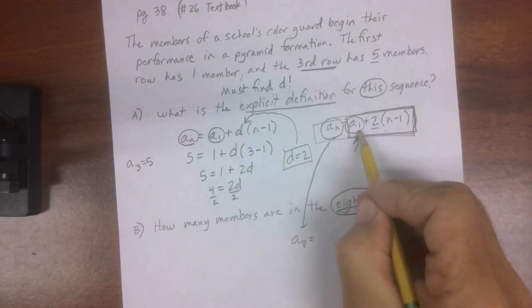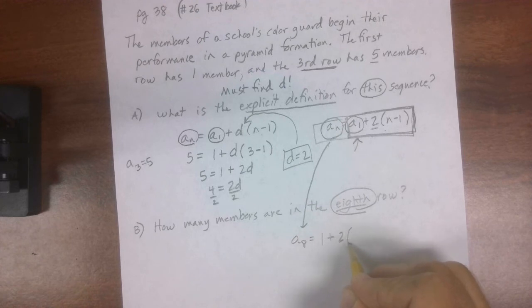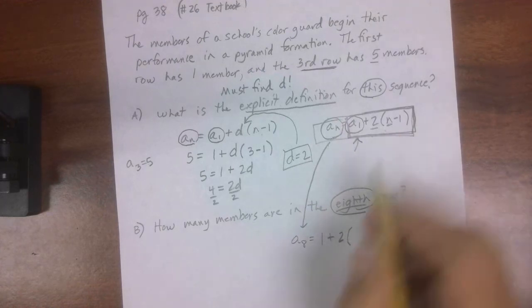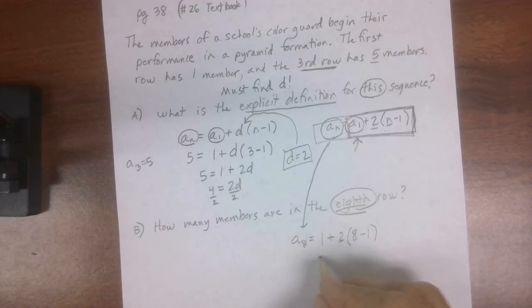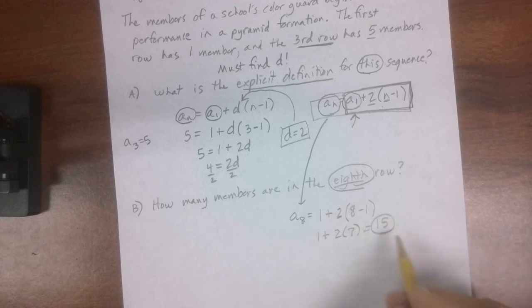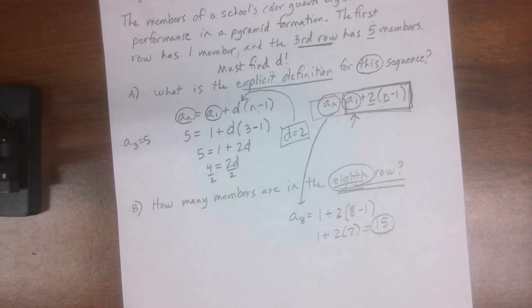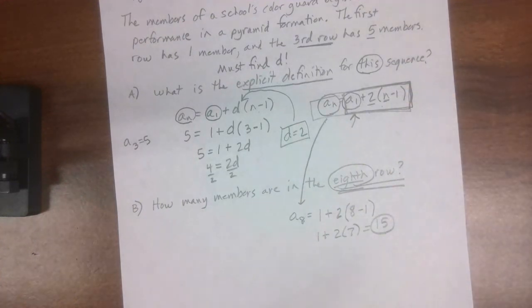How many members are in the front row? 1. We know the common difference is 2. We figured that out. What row are we worried about? The 8th row. And so then we do crunch the numbers. 2 times 7, 14 plus 1 is 15. So there are 15 members of that color guard in the 8th row. Hopefully you guys have picked up on the repetition of this and you'll have better success on your homework.